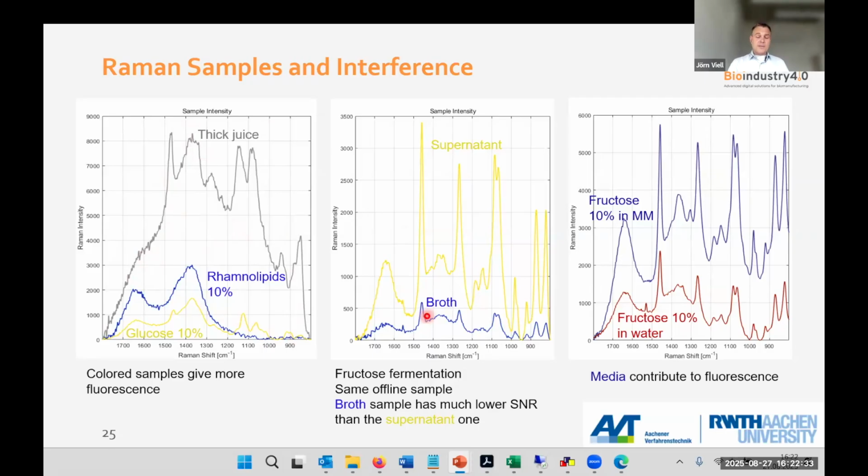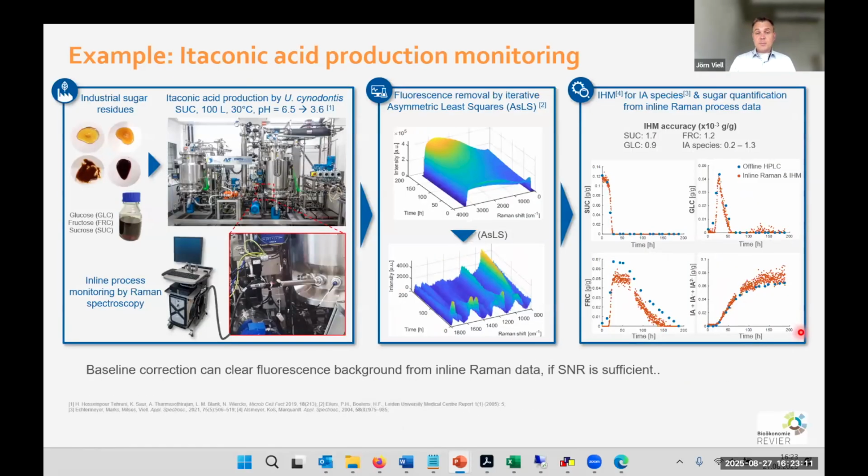The same is true if you go for fermentations. The broth and the supernatant differ hugely just due to the fact that there are particles in there, and these particles block the Raman light that is collected in a 180 degrees backscattering setup. Or here with fructose, where you also have underlying fluorescence, as can be told by the increasing background, which is rather moderate in this case, but it could also be much worse.